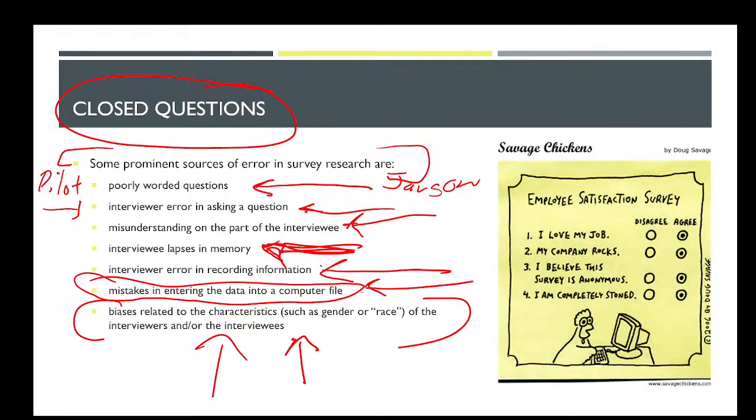Sorry, this one and this one? Yeah, so these are both for closed questions on surveys. Yeah. Good?